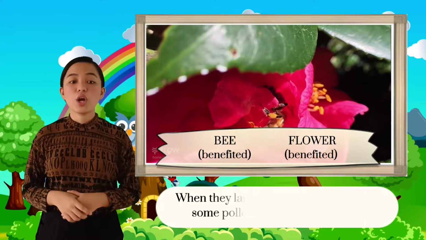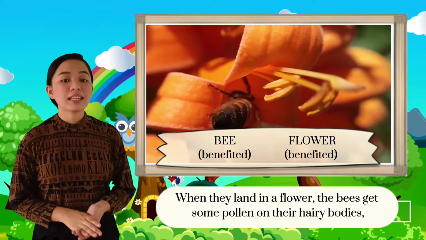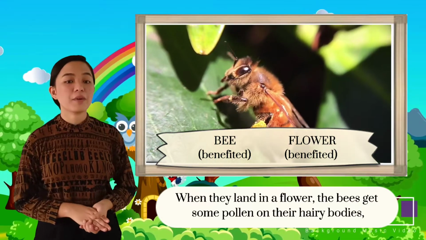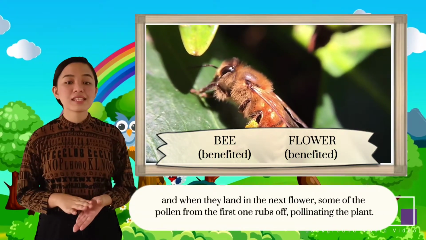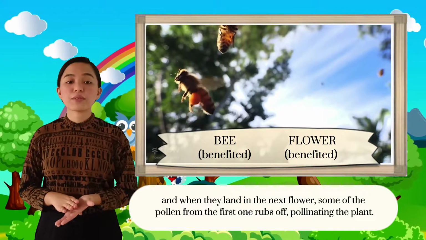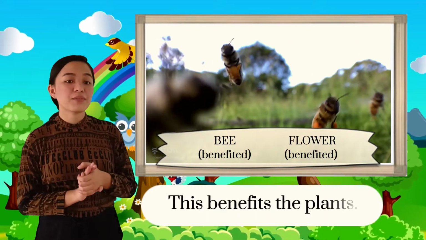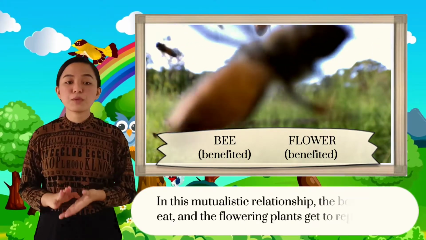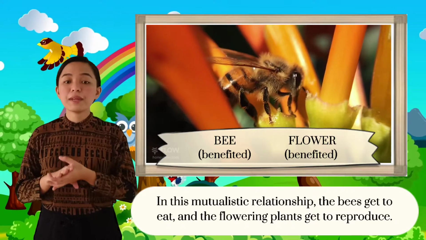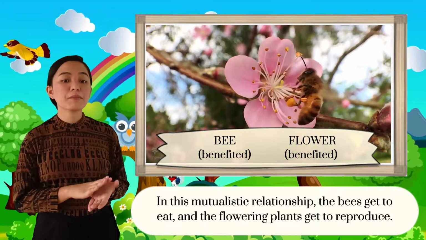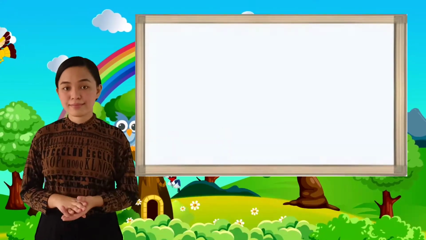On the other hand, when they land on a flower, the bees get some pollen on their hairy bodies. And when they land on the next flower, some of the pollen from the first one rubs off, pollinating the plant. So this benefits the plants. So in this mutualistic relationship, the bees get to eat and the flowering plants get to reproduce.